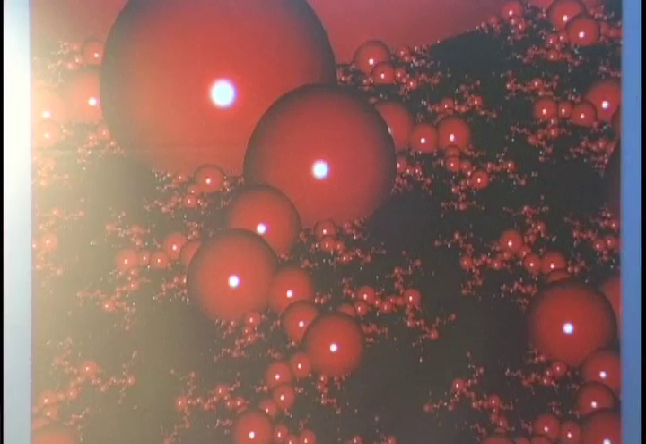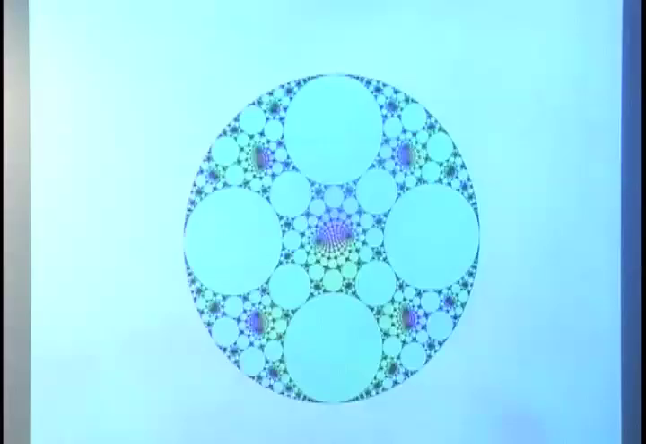Sure looks like it. Right. So this is a picture of a degenerate group, and there is a kind of model for that buried in here.